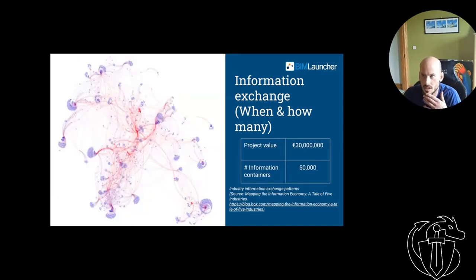So what this looks like on an actual project: I saw a tweet this morning by Dan Rossiter saying that on a project of 30 million, 50,000 information containers are typically exchanged. So it's quite a high frequency of information that we exchange between different organizations on the project and different project management solutions that they're using to manage these documents.